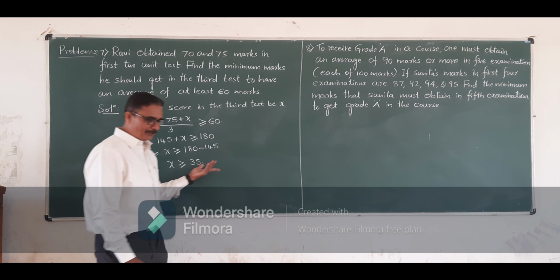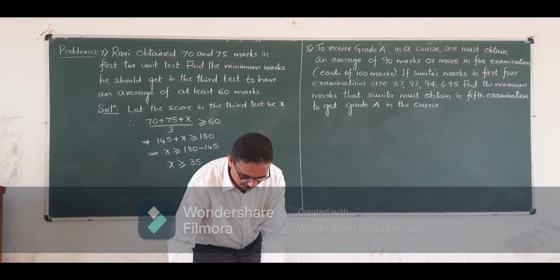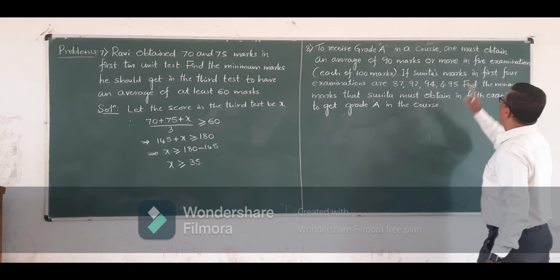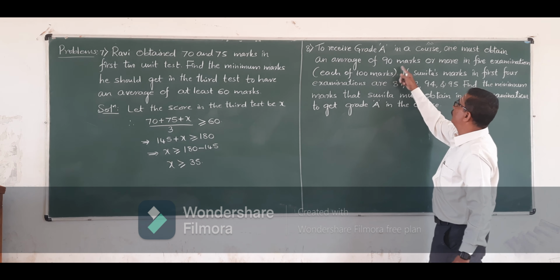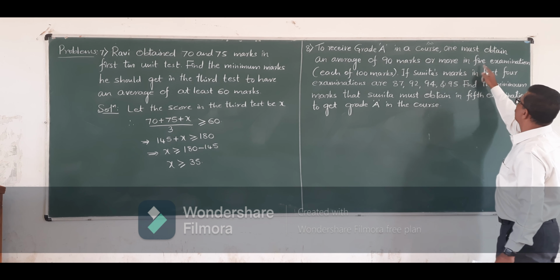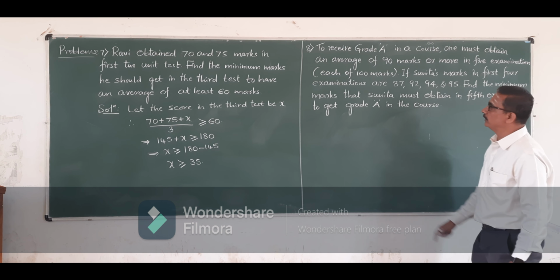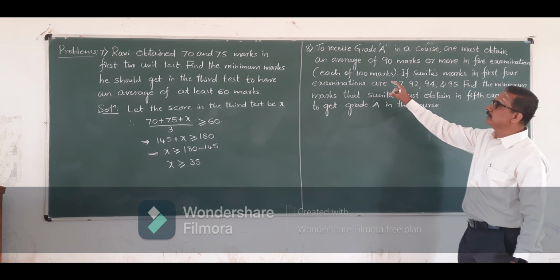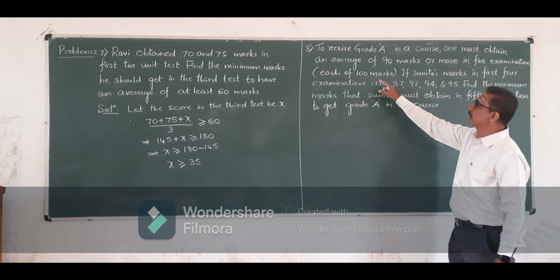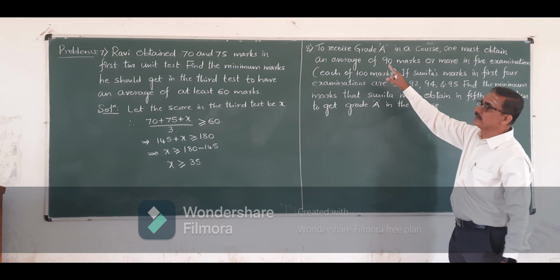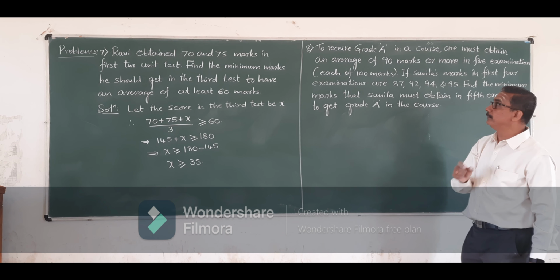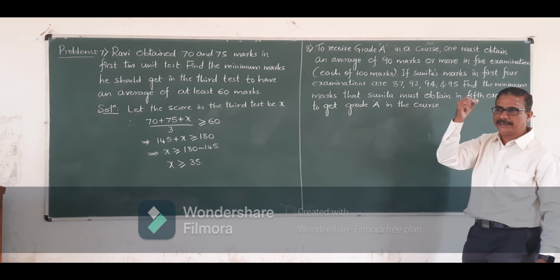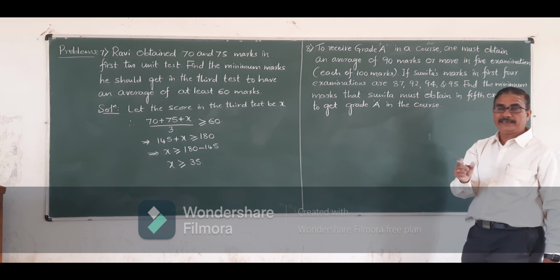Yes students. Okay. Now what is the next problem? To receive grade A in a course, one must obtain an average of 90 marks or more in 5 examinations, each of 100 marks. To get grade A, each paper carries 100 marks. To receive grade A in a course, one must obtain an average of 90 marks. If the average is 90 marks, it will get A grade.